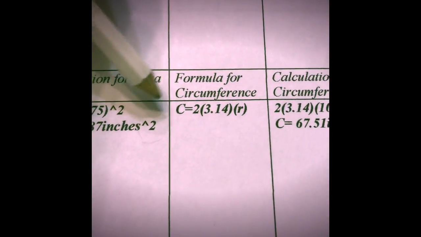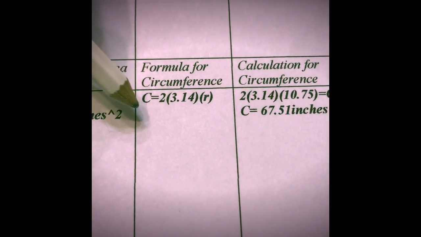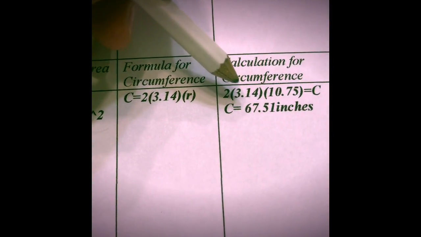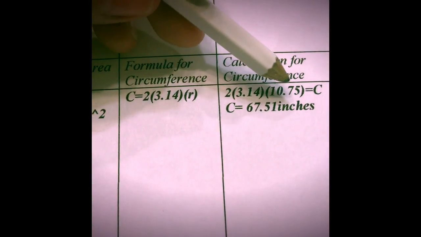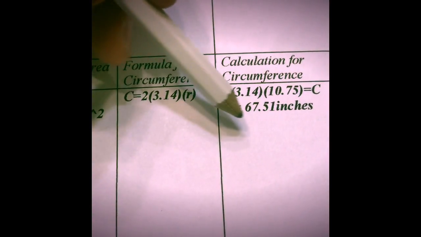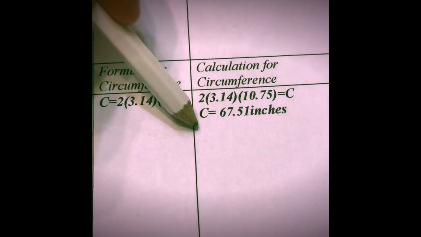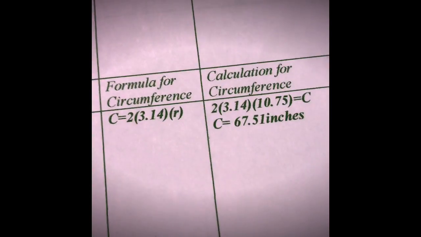The formula for circumference is 2 times pi times r. So 2 times 3.14 times 10.75 will give you the circumference. And the answer for that is 67.51 inches. And that is for the ottoman top.